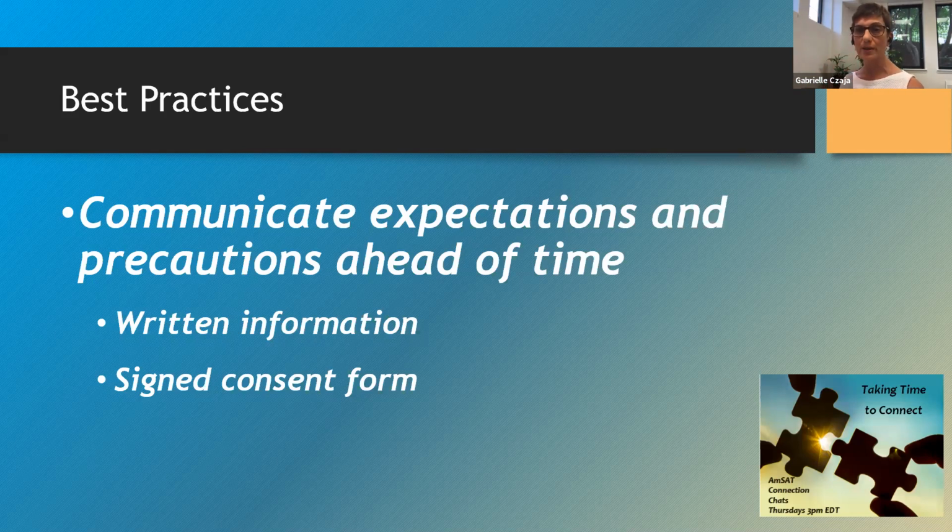So the first thing that we want to do is communicate expectations and precautions ahead of time. The general communications that you want to do with your student are writing them a letter, sending them an email, giving them a phone call, and telling them what to expect. And I understand that Ruth Rootberg and Michaela Hauser are going to share some of their experience with this. Putting something in writing is recommended. And then also have them sign a consent form.